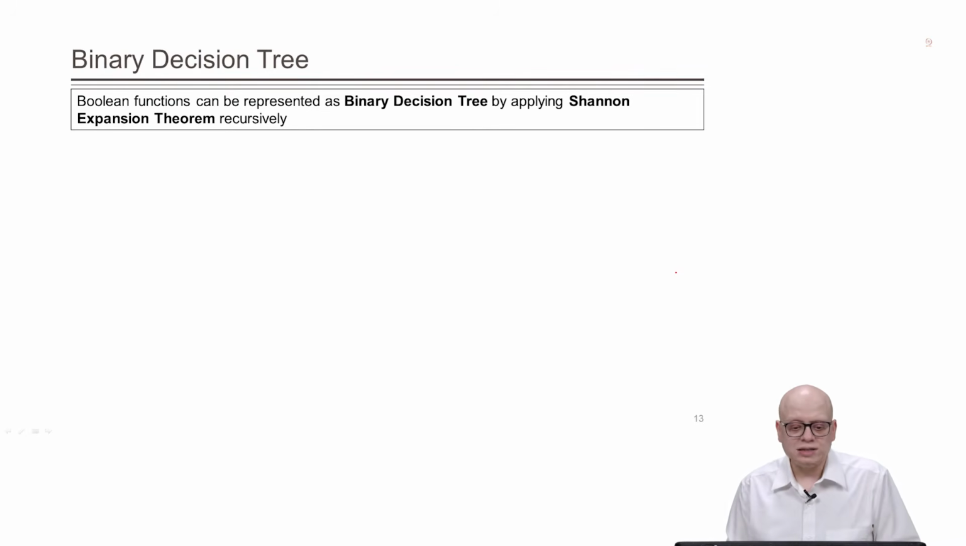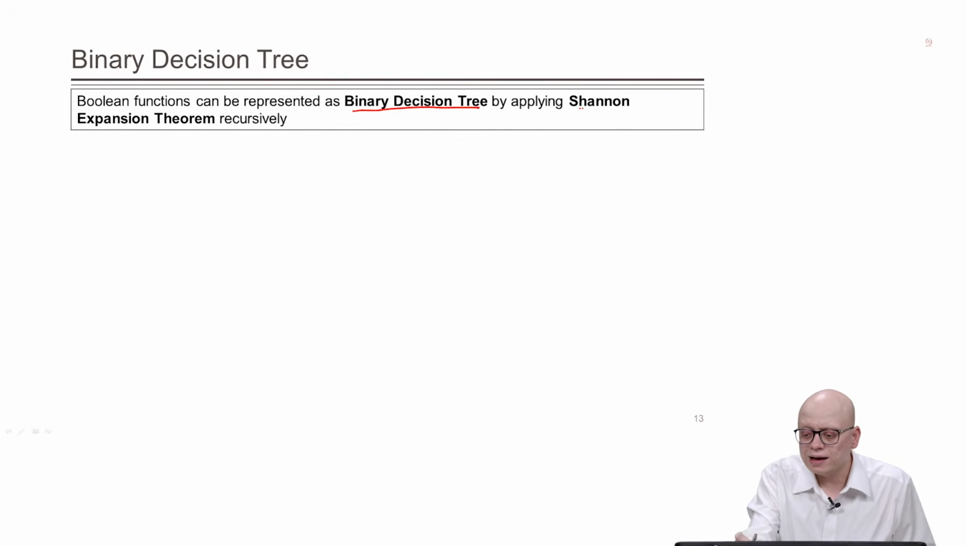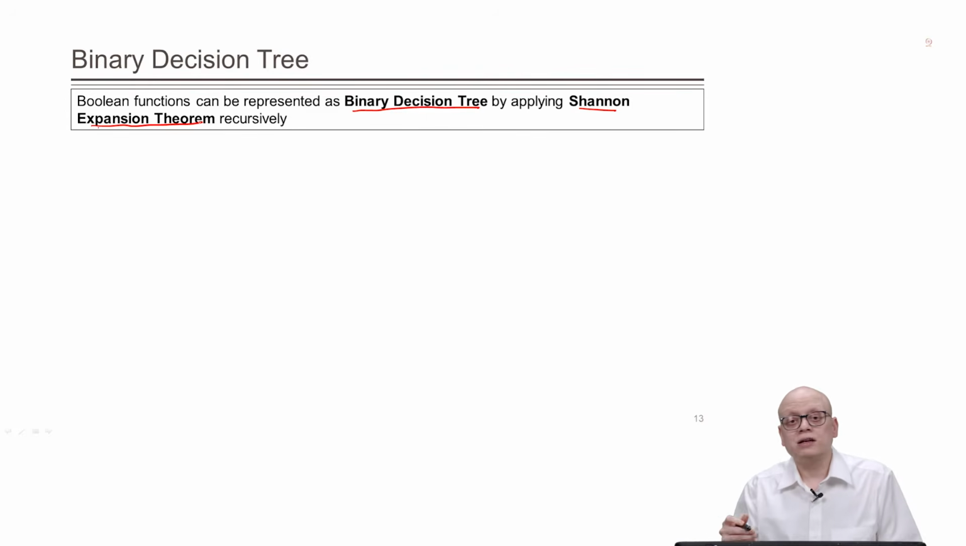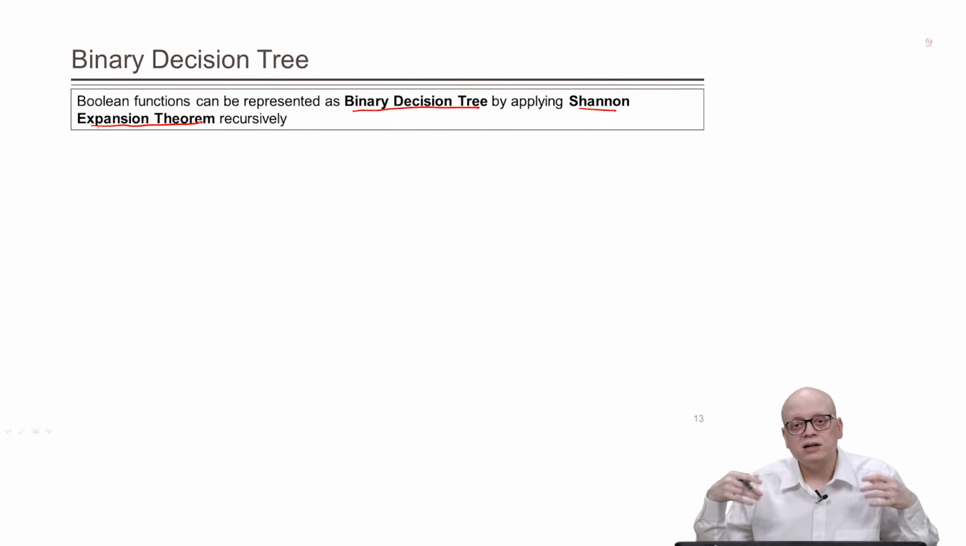Now, Boolean functions can be represented as a binary decision tree by applying the Shannon expansion theorem recursively. We apply the Shannon expansion theorem first with respect to one variable, and we get two functions. Then to each of these sub functions we do Shannon expansion with respect to another variable, and recursively go on doing it until we reach the leaf level, meaning the function takes a value of 0 or 1.